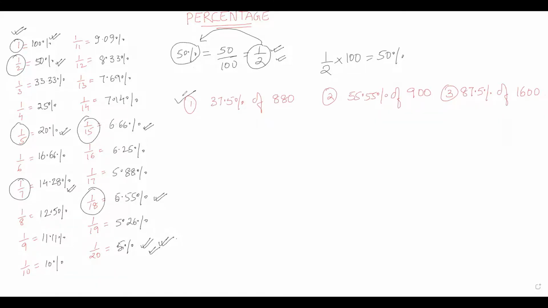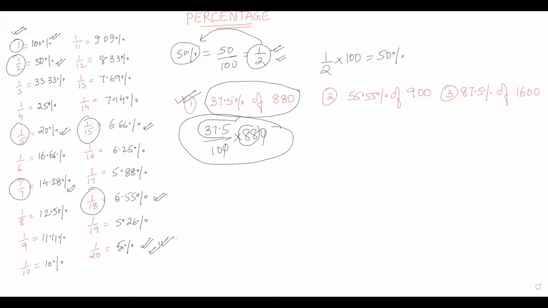Okay, so now let us see how we can make use of this percentage to fraction conversion and vice versa. Suppose I want to find what is 37.5% of the number 880. The normal way of doing this is 37.5 upon 100 times 880. Now you can see here, we can cancel this 0. We can multiply 88 times 37.5, and whatever the result we have, we can divide it by 10. So this is one way of finding the answer.